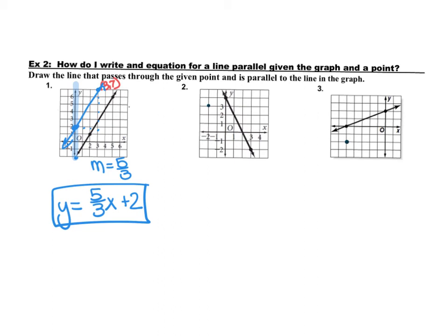All right, number 2. So we need to write an equation that is going to be parallel to this line. It's going to go through negative 2, 3. All right, and remember we need two things to write an equation. We need the slope and we need the y-intercept. So let's identify the slope of our original line. We're going down 1, 2, 3, 4, 5, 6 over 3. So our slope is negative 6 all over 3, and so that's a negative 2 slope.